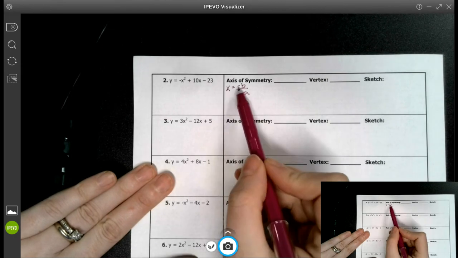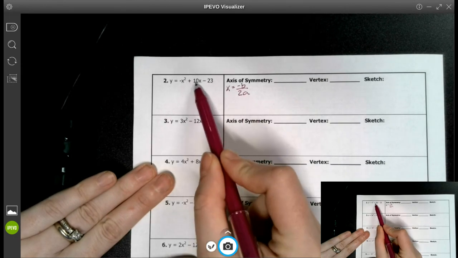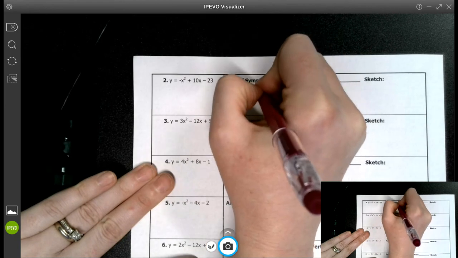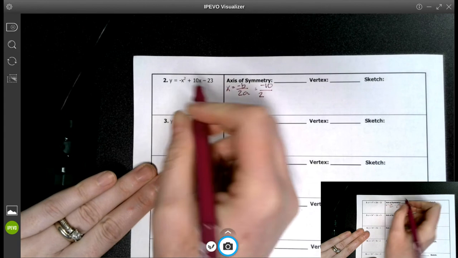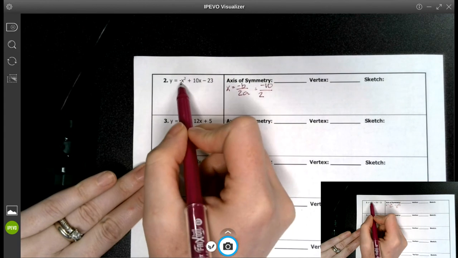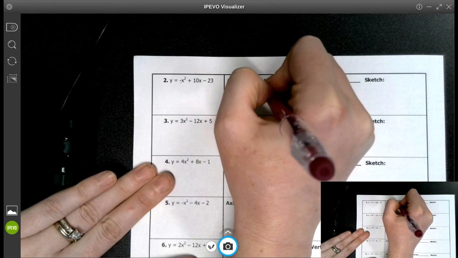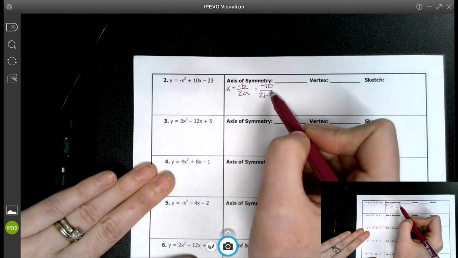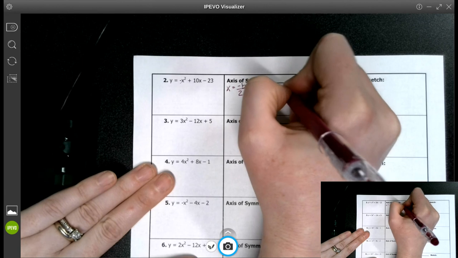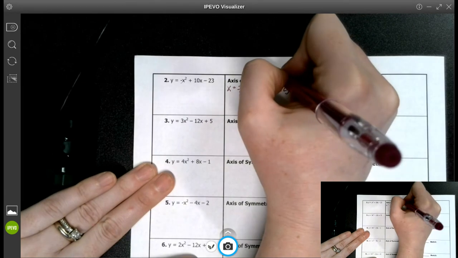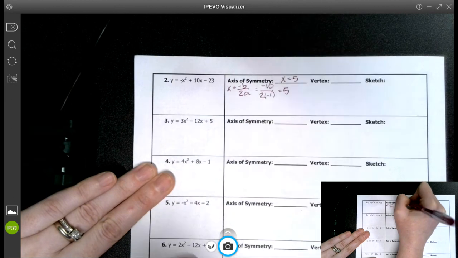So negative b is the opposite sign of b. In this case, that's negative 10 over 2 times my a value, which in this case is the coefficient of x squared. So that's negative 1. So negative 10 over 2 times negative 1 is going to be positive 5. So my axis of symmetry is x equals positive 5.